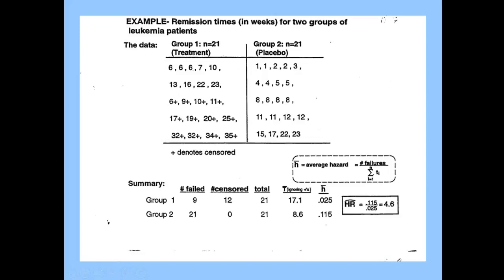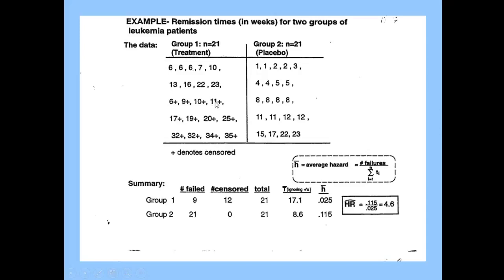How do you get the person time for group 1? Well, you add up all these numbers. This person was 6 plus, but we know that person contributed 6. We don't know what they contributed afterwards. We know it was at least 6, so that's the information we have. So if we add up all the numbers for group 1, we get the person time for group 1. We add up all the numbers for group 2, we get the person time for group 2. So how do we get a rate? It's the number of failures divided by the person time, which is the sum of the times for each group.